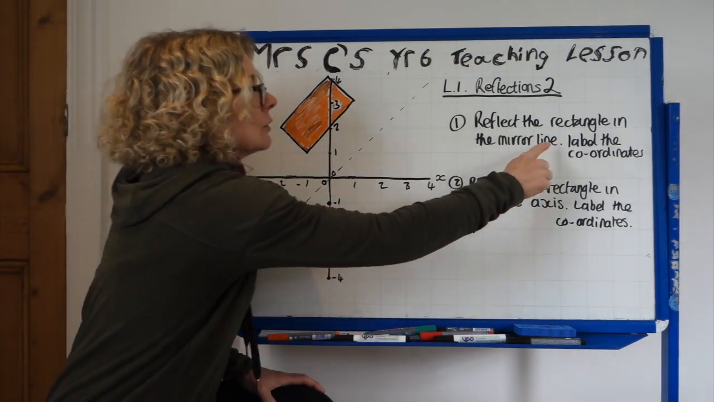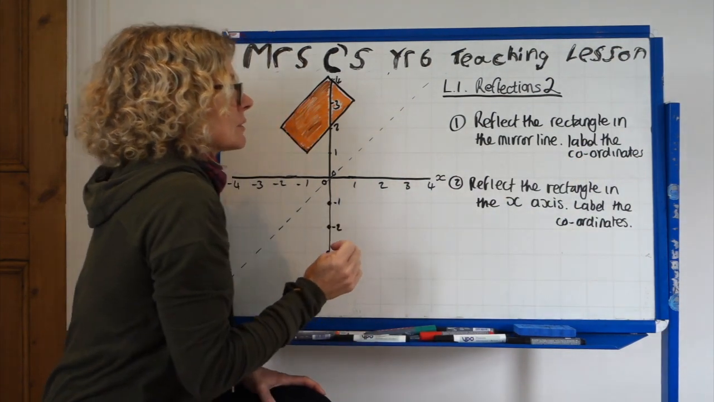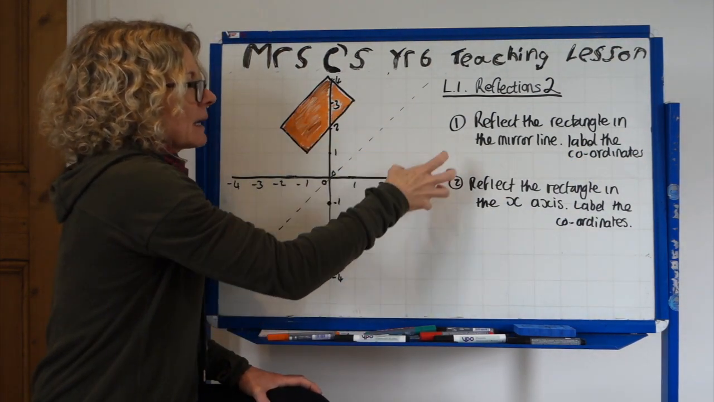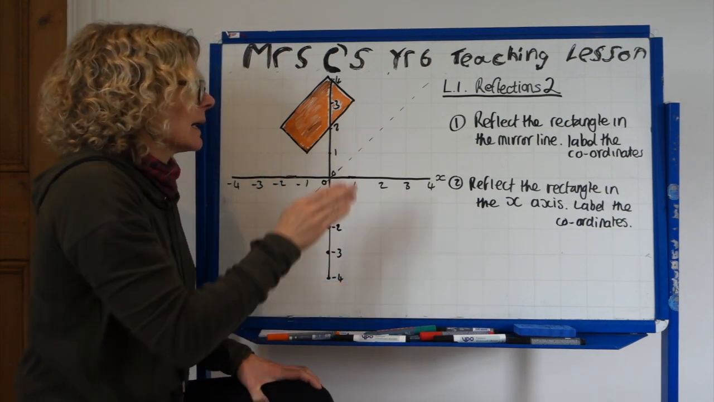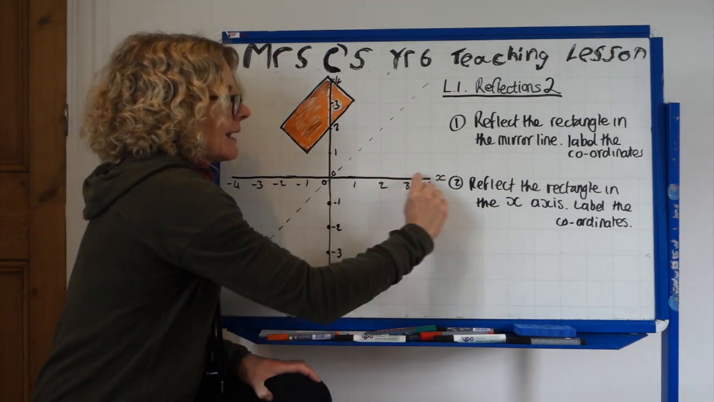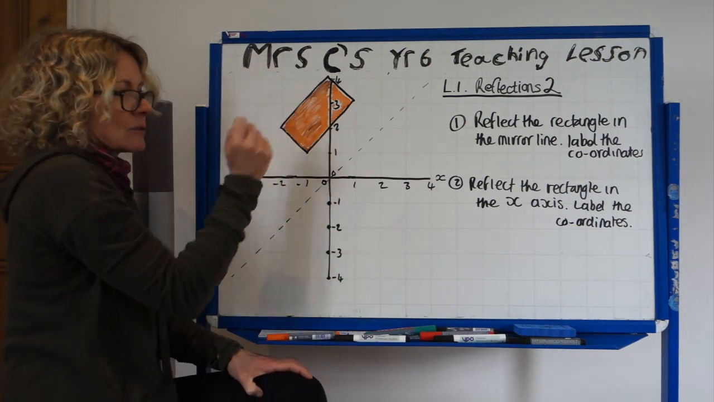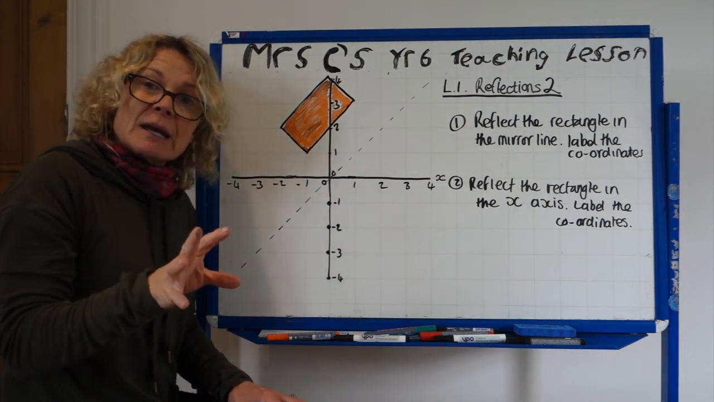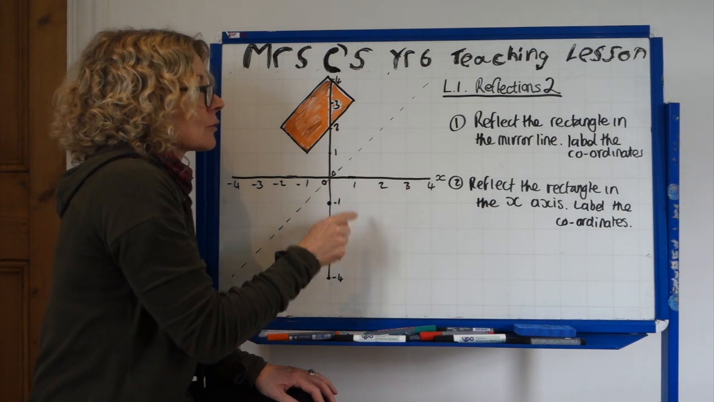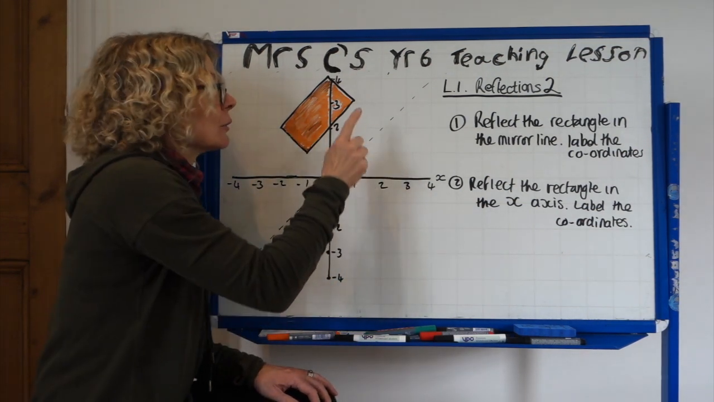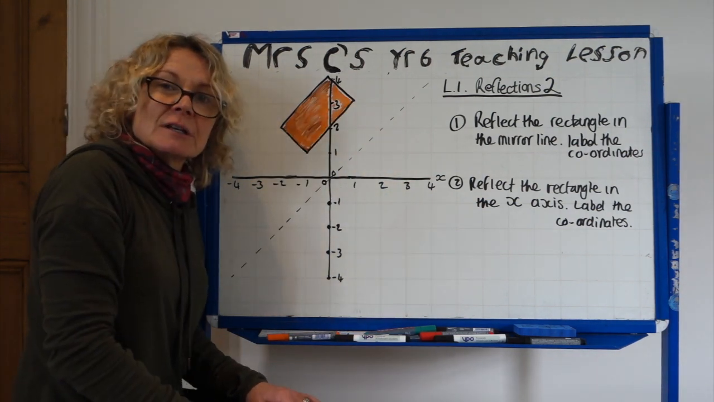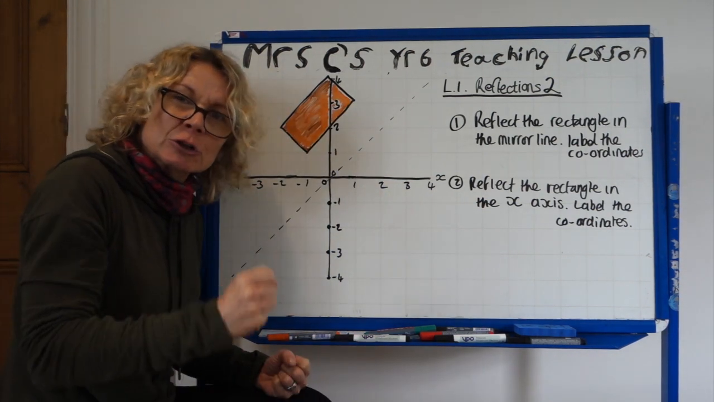Each time you need to label the coordinates. Each corner needs to be labelled and I will have the answers for you next time we meet, okay? So mirror line and then x-axis as mirror line. So this orange shape, by the time you get back, there should be 3 shapes on this quadrant graph, 2 of them marked with all the coordinates, okay? Let's do this. Good luck.